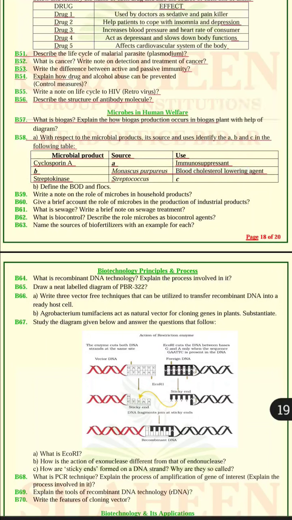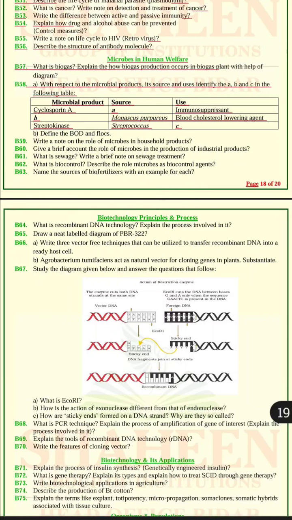Okay, and our next microbial product is streptokinase, and its source is Streptococcus, and its use is C. You have to find out A, B, and C, friends. And in the B question, define the BOD and flux. Okay. And question number 59, write a note on the role of microbes in household products.